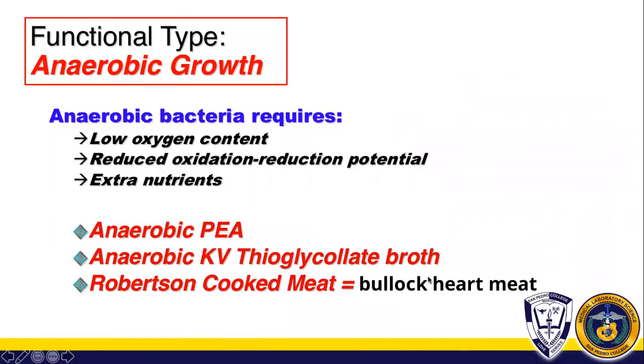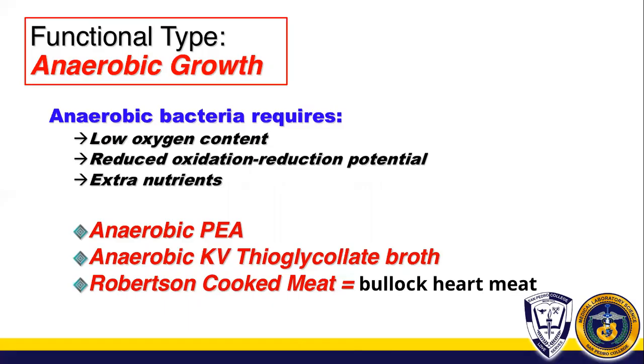And then we have culture media for anaerobic growth. Anaerobic bacteria need special culture media for growth because they need low oxygen content, a reduced oxidation-reduction potential, and of course, additional nutrients. Media for anaerobes may have to be supplemented with nutrients like hemin and vitamin K.